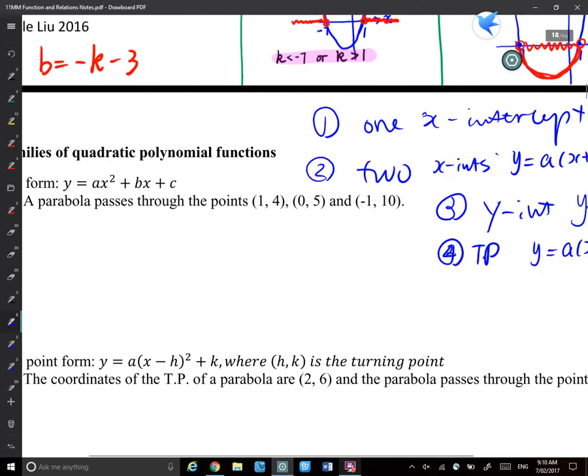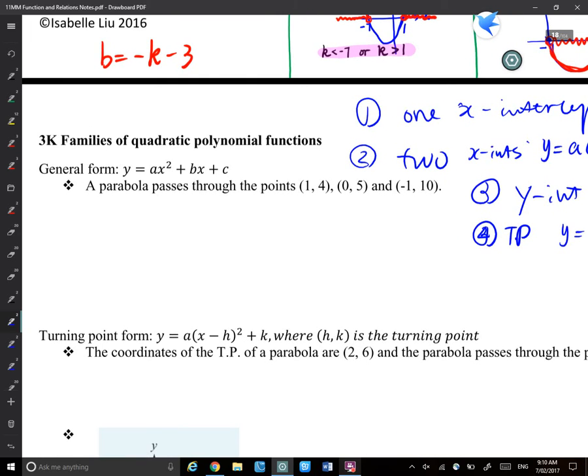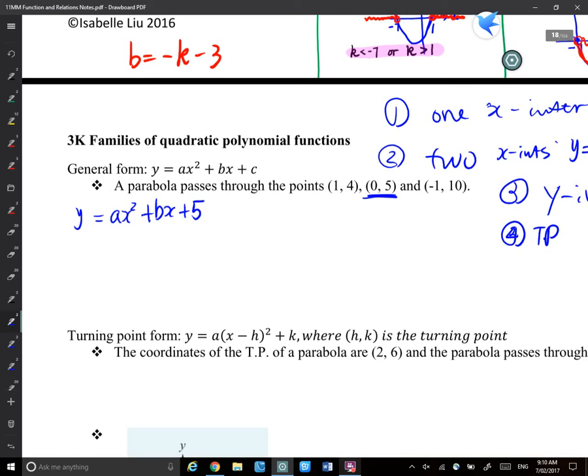Let's have a look at the general form of a quadratic. A parabola passes through those three points, and I want to find the formula for that quadratic. There's no x-intercept, only one y-intercept, and no turning point. We need to use the most complex way, which is to substitute values into the general equation to find the a, b, c values. But the good thing is we know the y-intercept, so the c value must be 5. Then I substitute another point, (1, 4), and (-1, 10).